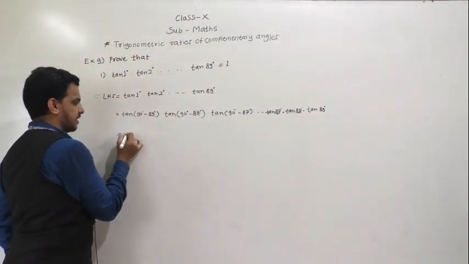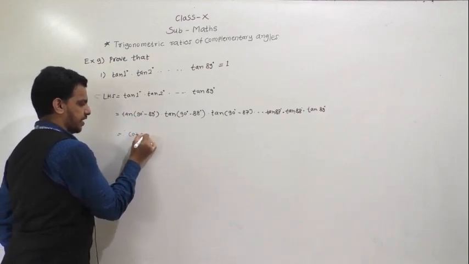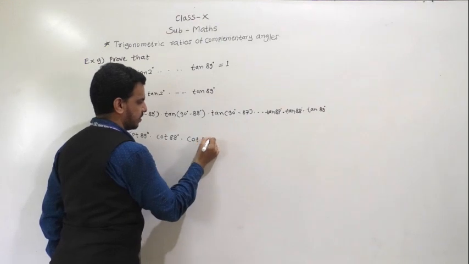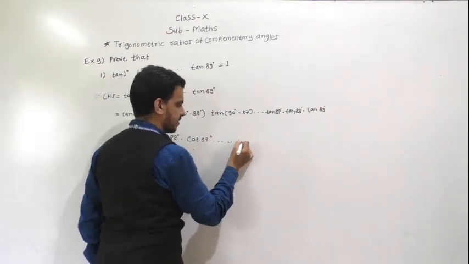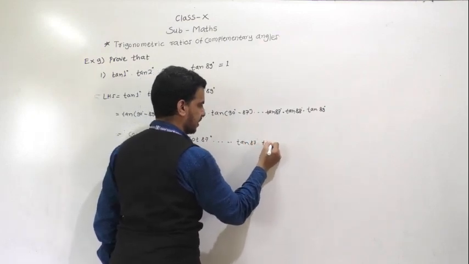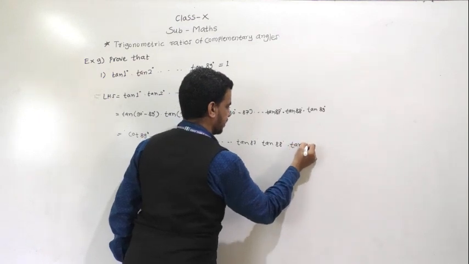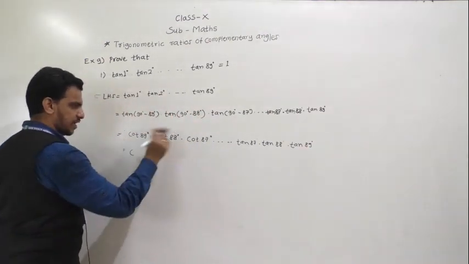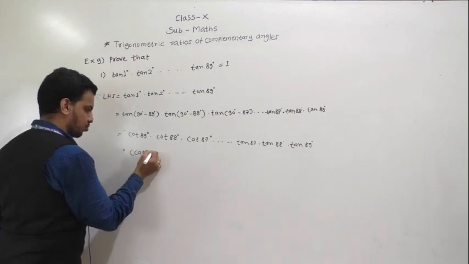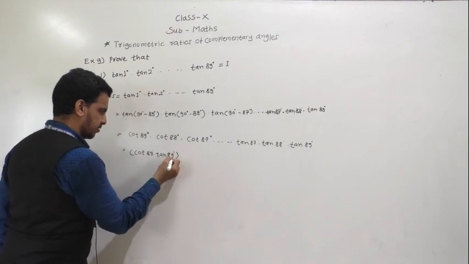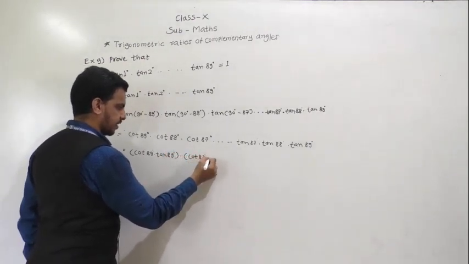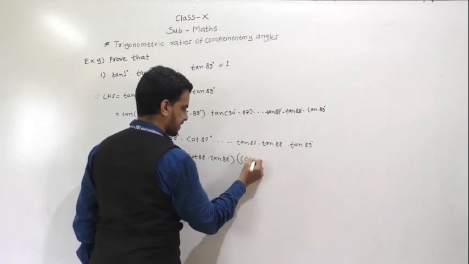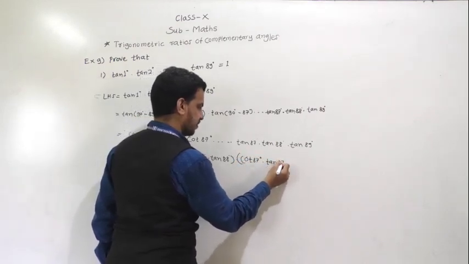Now this tan (90 minus 89), tan (90 minus theta), that is cot theta. So cot 89 degree into cot 88 degree into cot 87 degree into, and so on. And this as it is, tan 87, tan 88, and tan 89. Okay, now if we take cot 89 and tan 89 together, because they are in multiplication, and multiplication is commutative, we can write cot 89 into tan 89, then cot 88 into tan 88, into cot 87 into tan 87, and so on.